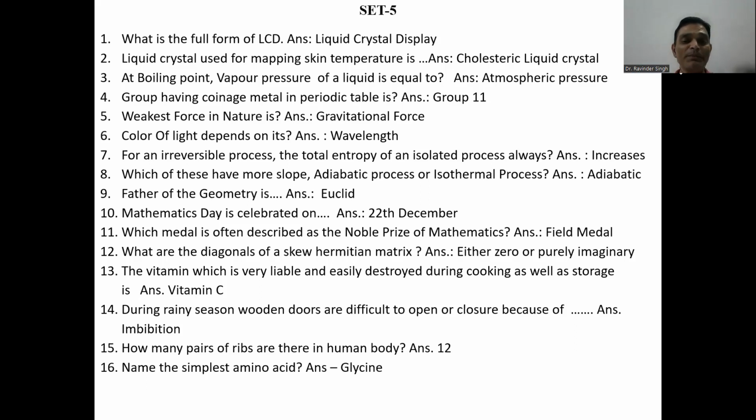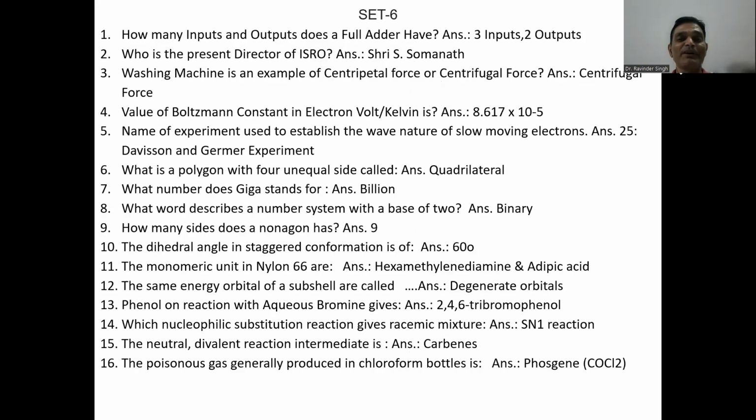Question number 15. How many pairs of ribs are there in the human body? Answer is 12. Name the simplest amino acid. Answer is glycine. That's the set number 5. Now the set number 6. First question. How many inputs and outputs does a full adder have? Answer is 3 inputs and 2 outputs.